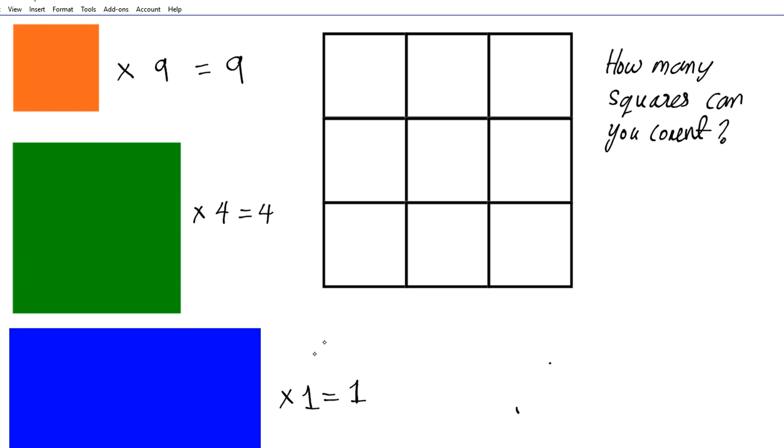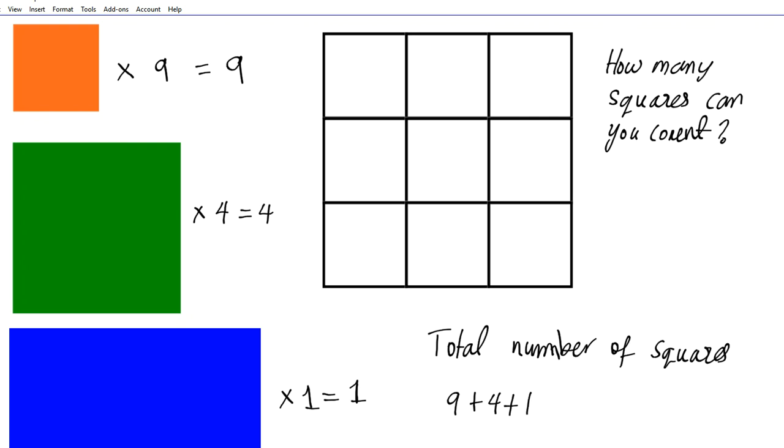So what we're going to do is find the total number of squares. The total number of squares is given by simply the sum of these results that we have here. So we're going to add 9 plus 4 plus 1. The answer is 14. So there are a total of 14 squares in this composite figure that we have right here.